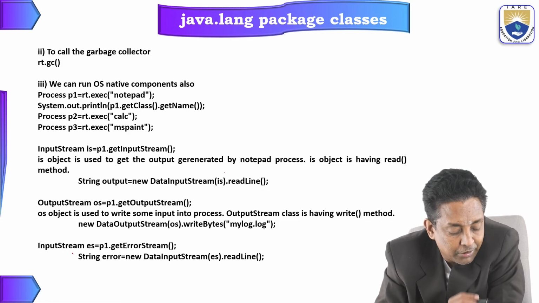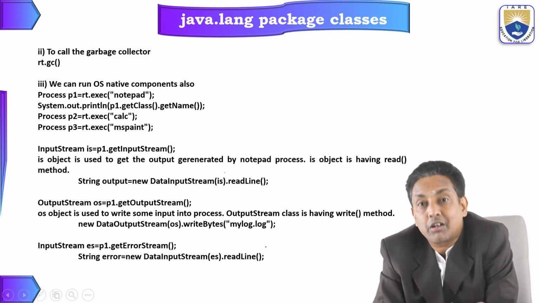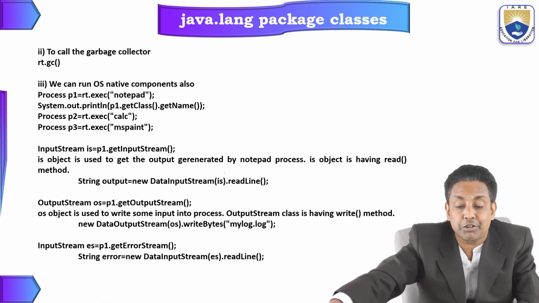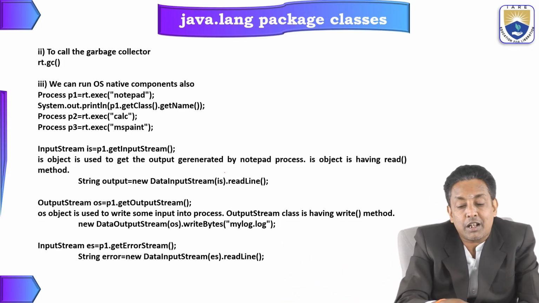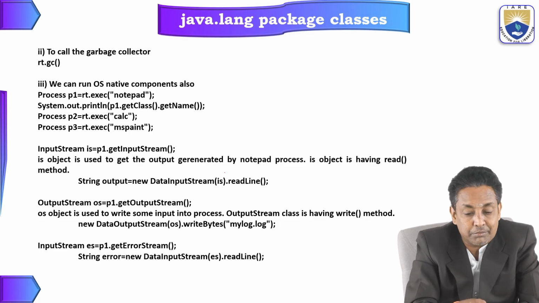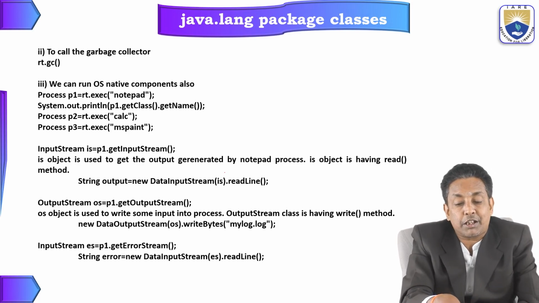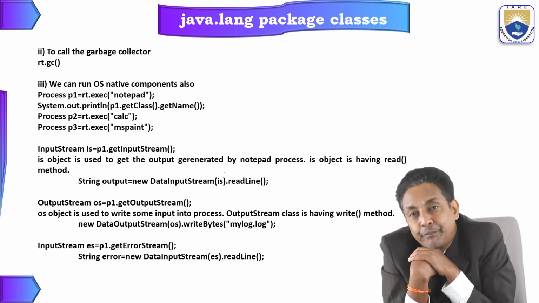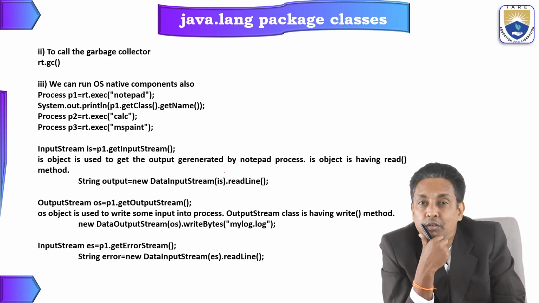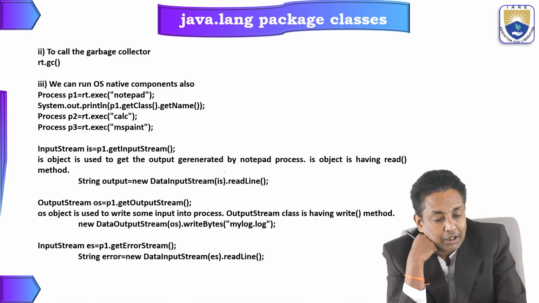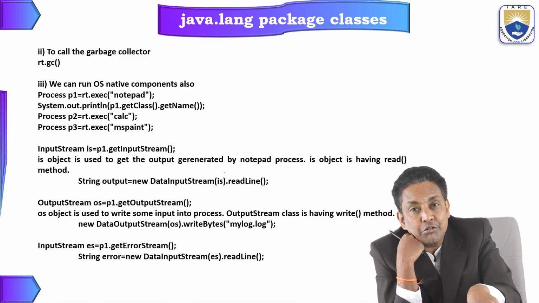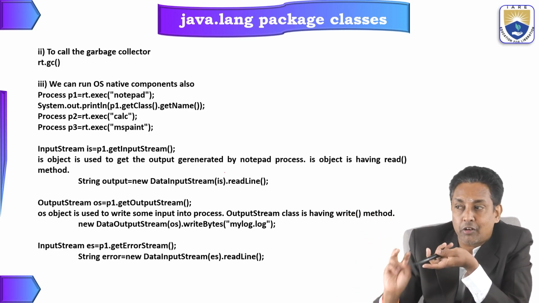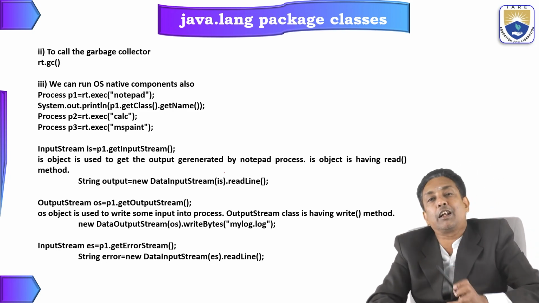Similarly, with p1.getInputStream, you will get an input stream object that you pass into DataInputStream and call the readLine method. Whatever error your program generates during Java program execution, you can read through p1.getErrorStream. You will get an input stream object. If you pass it as an argument into the DataInputStream class constructor and call the readLine method, you will get the error, and this error stream will be written only if your command execution fails to run. This getInputStream is used to get the output produced by your program. And into your program, if you want to write anything, you need to call process.getOutputStream.